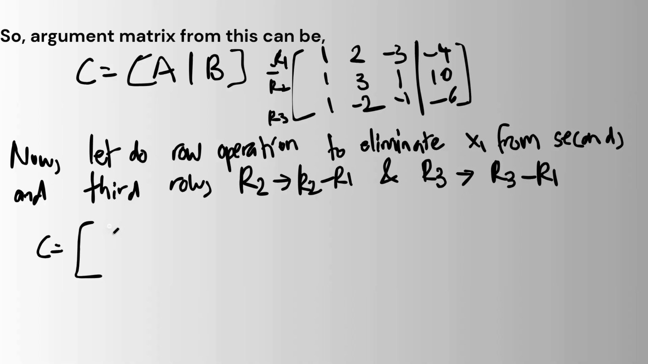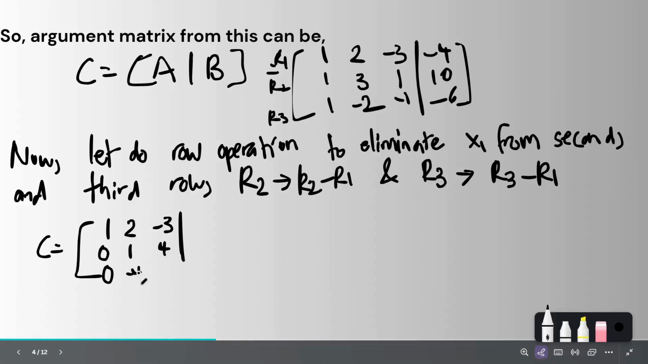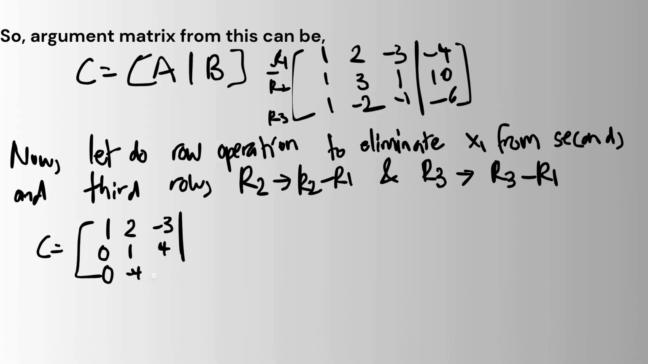Leave the first row as it is, and let's look at the second row. R2: 1 minus 1 is 0. 3 minus 2 is 1. 1 plus 3 is 4. 1 minus 1 is 0. -2 minus 2 is -4. And -1 plus 3 equals 2. As for the last column, -4.